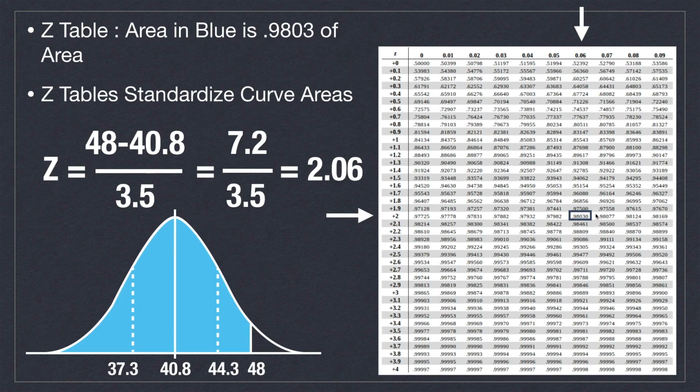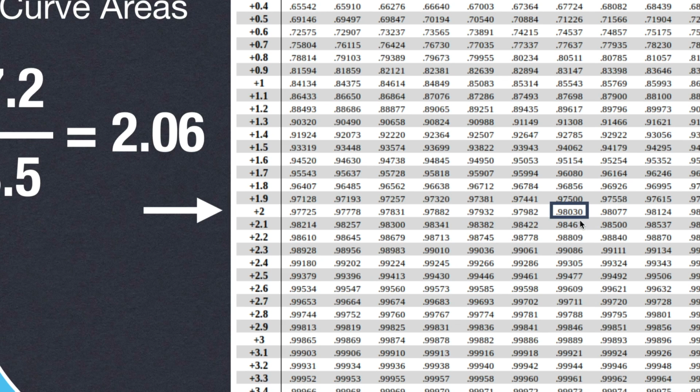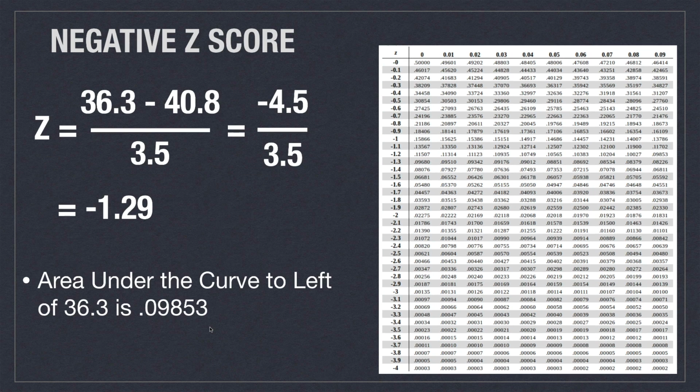And this is going to tell us that the area under the curve is going to make up 0.98, or 98% of the total area. We can also find the area to the left of the mean with a negative z-table.